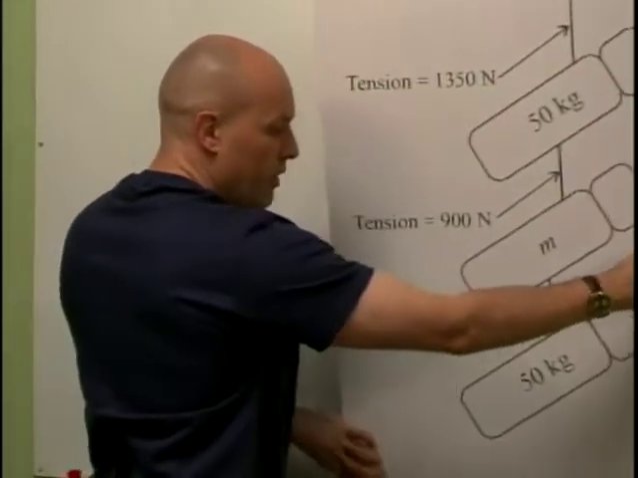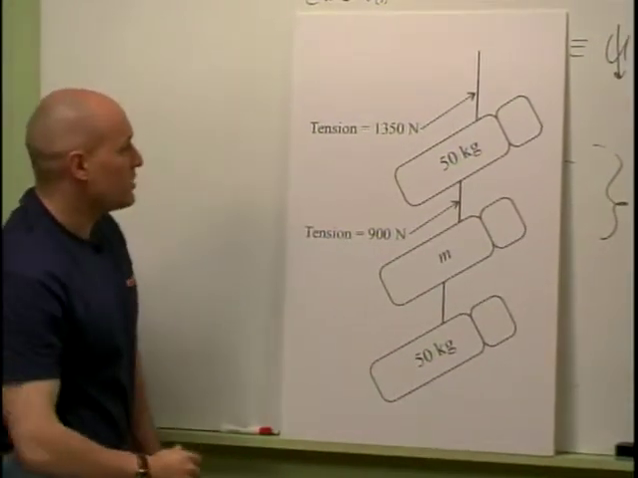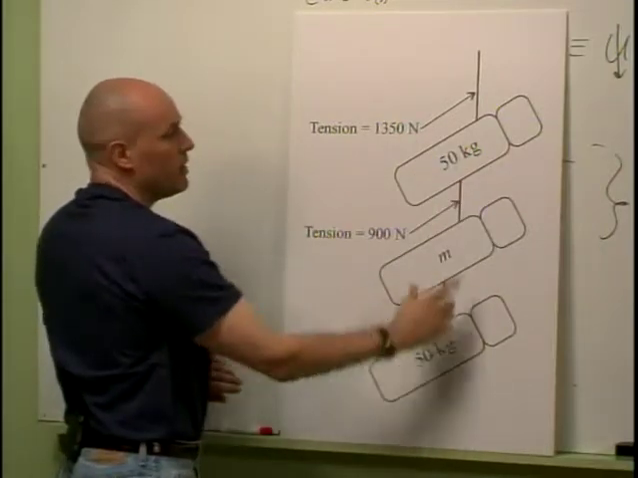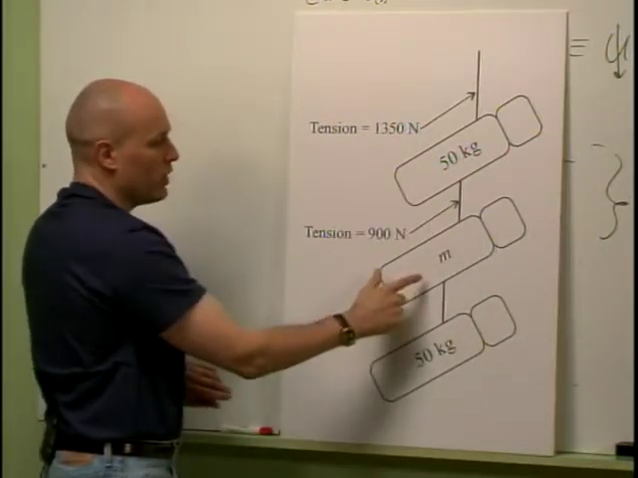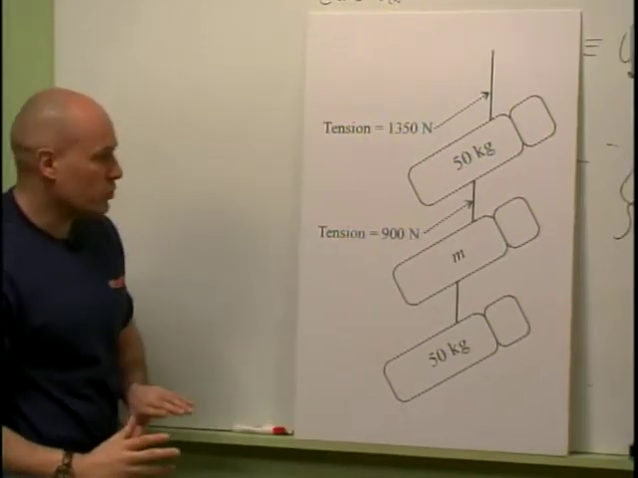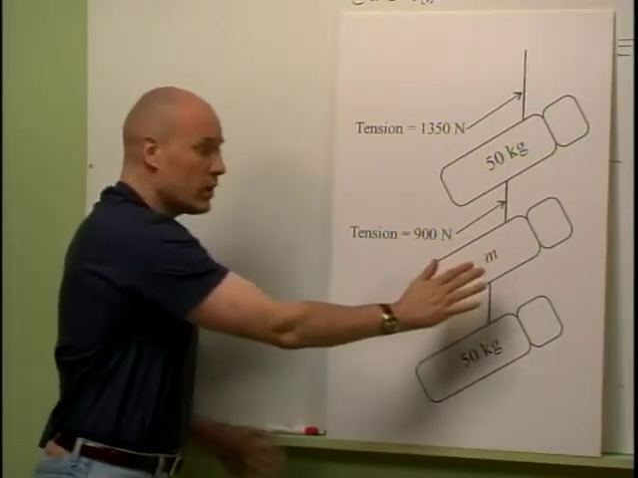So first let's figure out if they're accelerating or if they're moving at constant velocity. 1,350 newtons, and the total weight here would be 50 and 50 and whatever this one is. Okay, this looks kind of complicated, and 90 here. How can we approach this problem? I would suggest we get rid of the variable first. We get rid of the unknown.